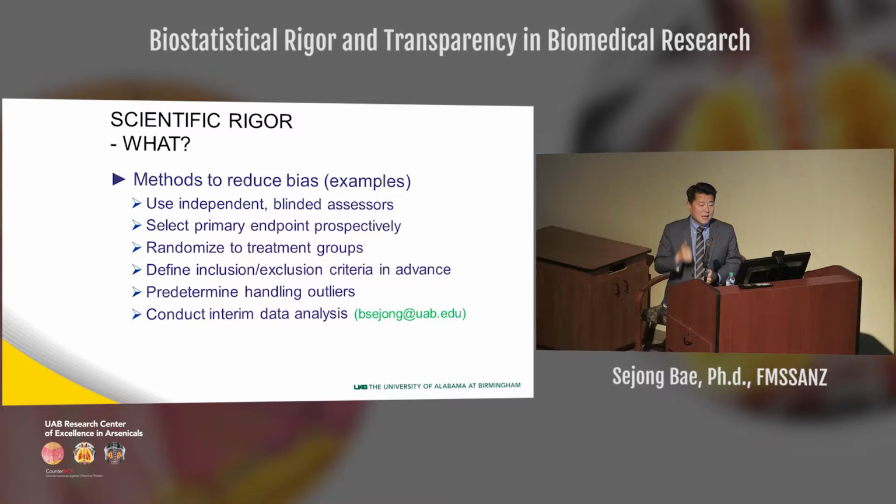for the current one. And then randomization is very important principle. And then define inclusion and exclusion criteria in advance. And we're going to look at the example later on, and also predetermine how to handle the outliers. I mean, don't just throw the data out when you observe it. You need to define it before you go in. And conduct interim data analysis that may be feasible, redo the sample size calculation.